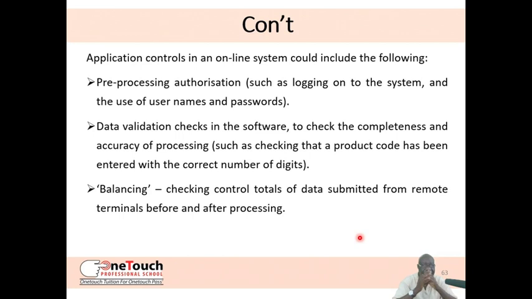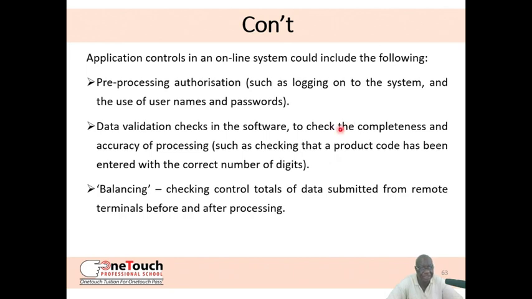Now let's come to application controls. Now we have the general controls. Let's come to application controls, the software controls. Pre-processing authorization: before somebody processes any transaction, it should be pre-authorized. That means pre-processing authorization, such as logging on to the system and the use of usernames and passwords. That's where passwords and usernames should be in.